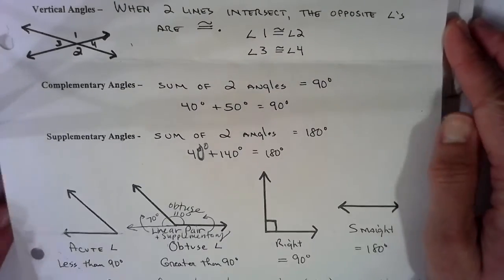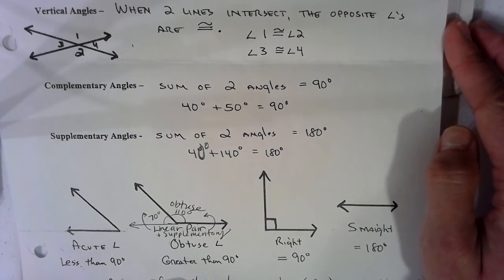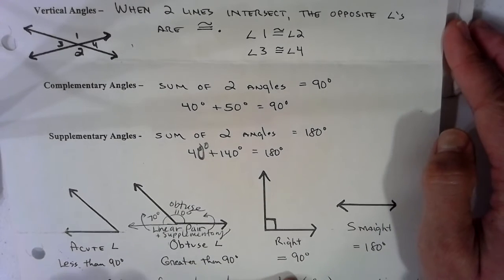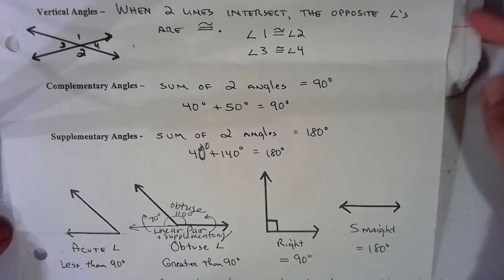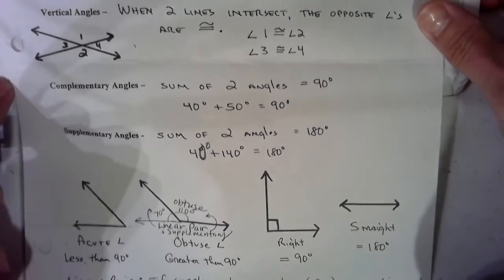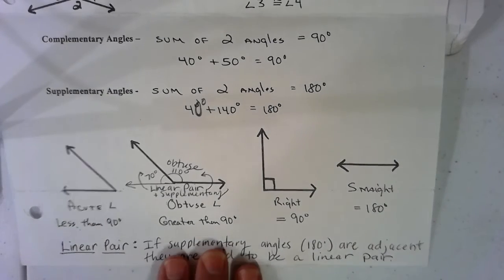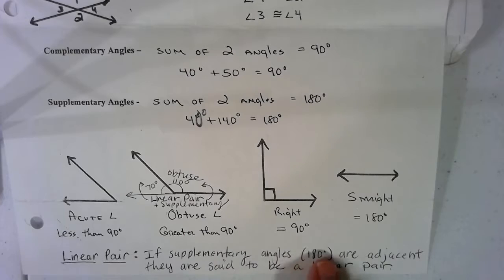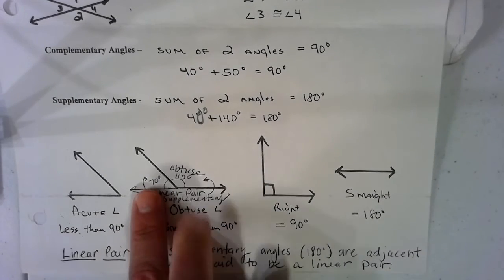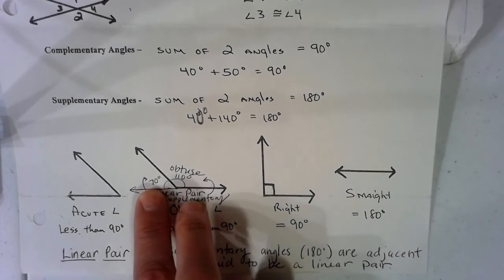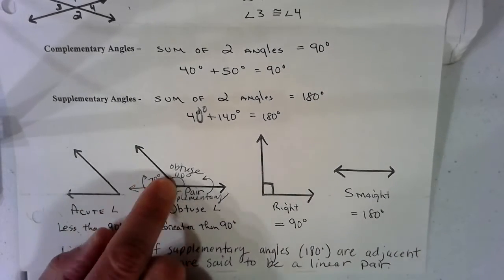And then here are some types of angles. You've got your acute angle, less than 90. Your obtuse is greater than 90. Your right angle is exactly 90, and your straight angle is 180 degrees. And the last one I wanted to add in here is a linear pair, when supplementary angles are also adjacent to each other. So these two are considered to be a linear pair because their sum is 180, but they're also right next to each other in the picture, sharing that same ray here.